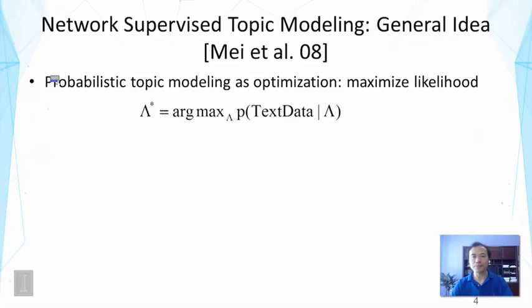Let's start with viewing the regular topic models like PLSA or LDA as solving an optimization problem. Of course, in this case, the optimization objective function is the likelihood function. So we often use the maximum likelihood estimator to obtain the parameters. And these parameters would give us useful information that we want to obtain from text data, for example, topics. So we want to maximize the probability of text data given the parameters, generally denoted by lambda here.